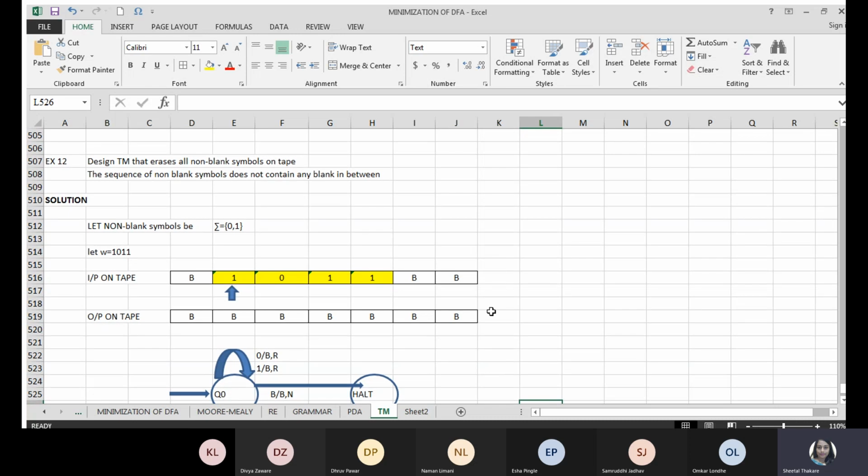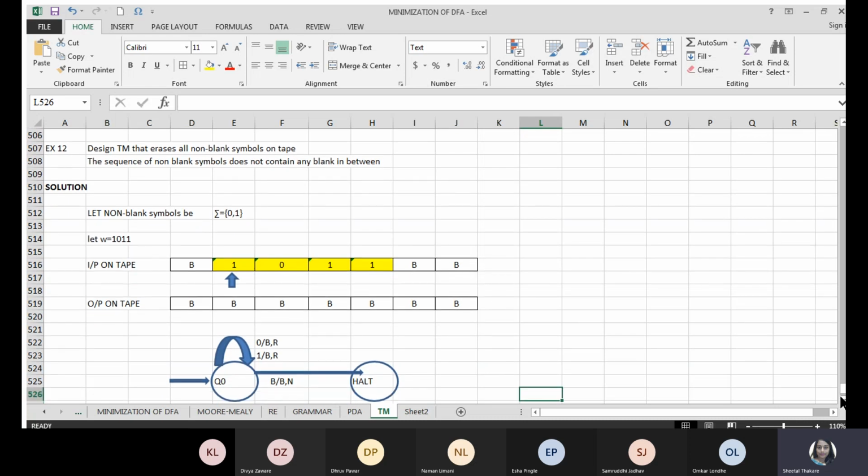Take a minute, go through example number 12. I hope I am unmuted. Yes.